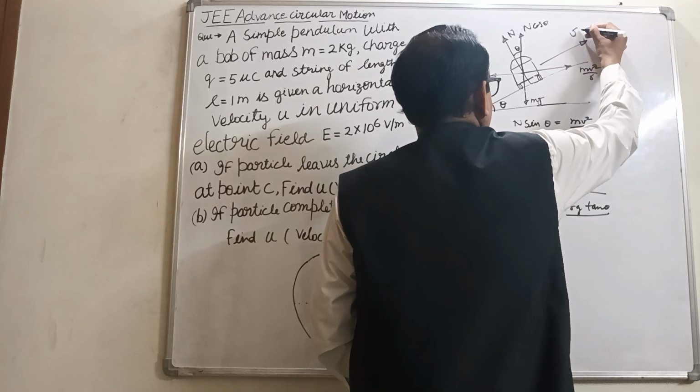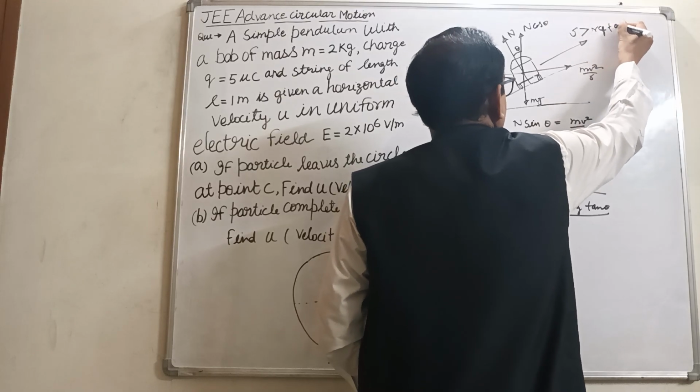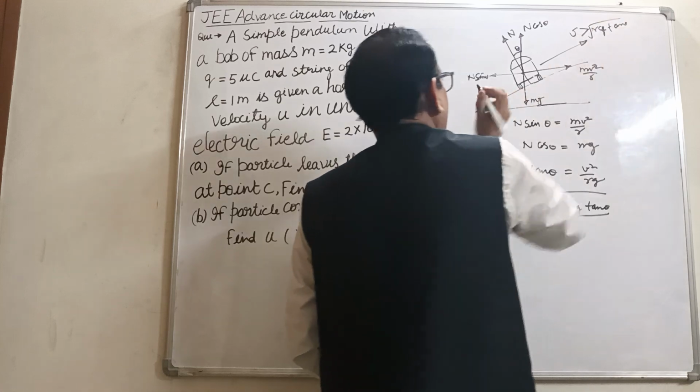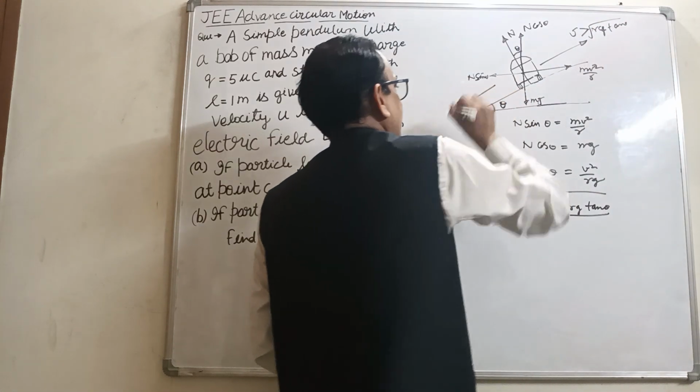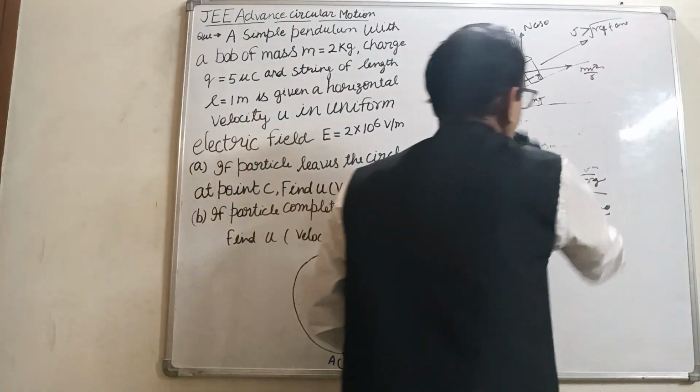So it skids outward when v is more than under root rg tan theta, and when v is less than that, it skids this side. This is the concept here.